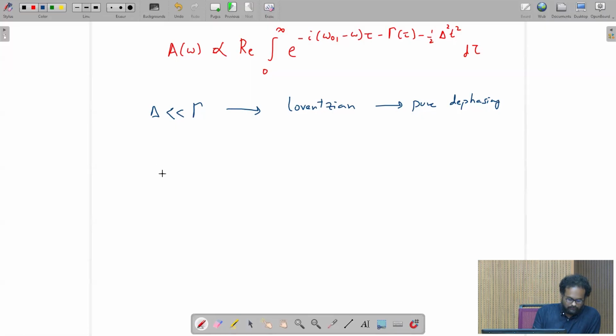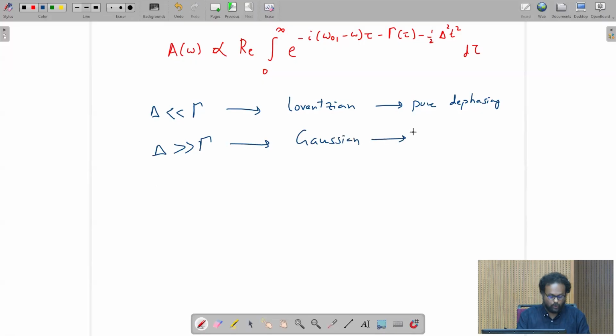We have another extreme where your delta is much larger than gamma, which means your fluctuations in transition frequency are much larger in amplitude and distribution than the dephasing part. I'm not talking about time scales, I'm talking about amplitude, relative amplitudes. Then my absorption line will be Gaussian, and what you'll get out from here is only the inhomogeneous broadening.